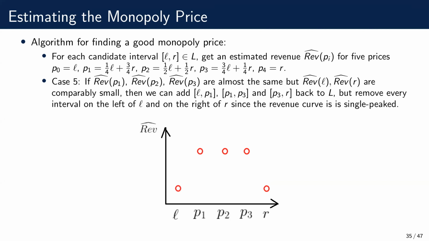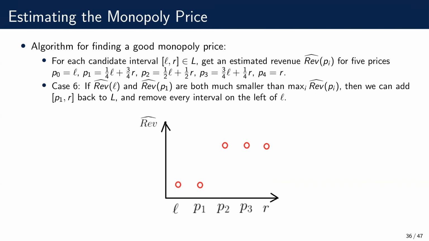And similarly, in the case where the prices at L and R have low revenue, we can remove all of the intervals on the left of L or on the right of R.